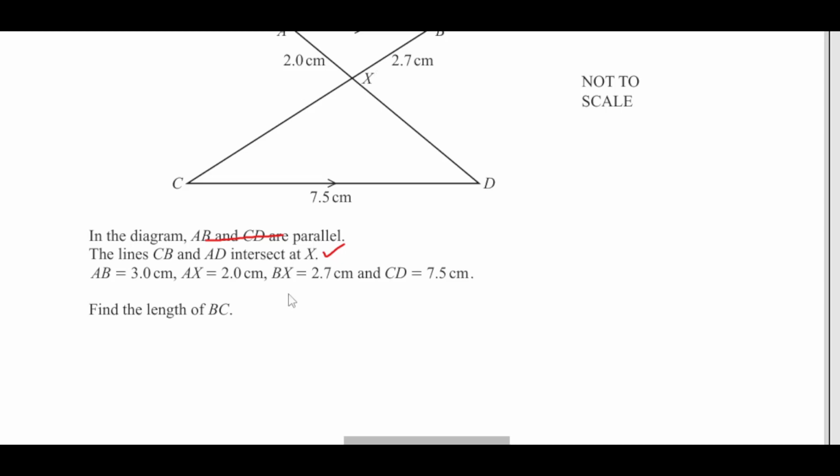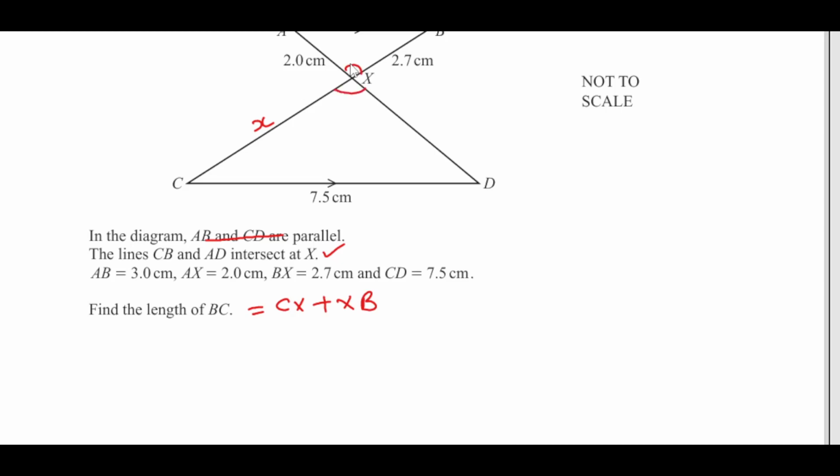Now, BC can be written as CX plus XB, right. So, we have XB, but we do not have CX. So, we are going to find out CX first of all. Let me put it here as x. Okay. Now, as you can see, triangles AXB and CXD, they are similar. How? Let me show you. This angle and this angle are the same because they are vertically opposite angles.